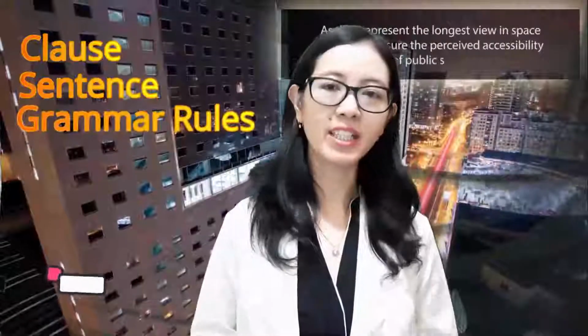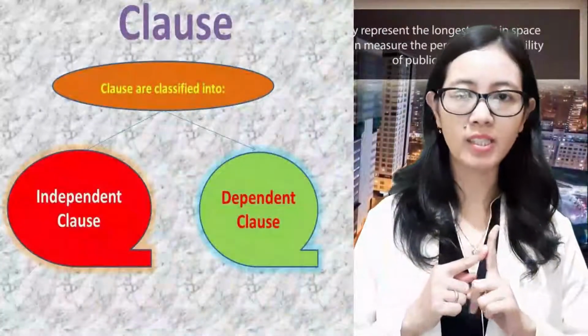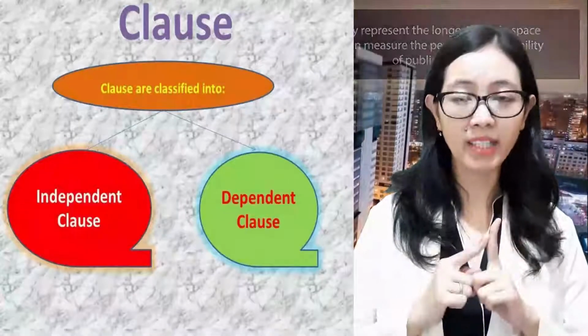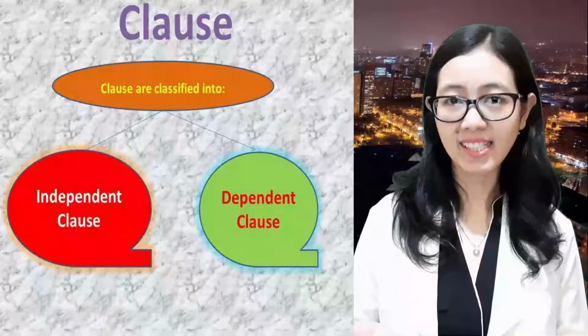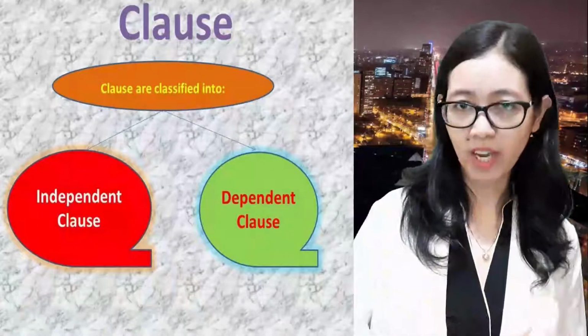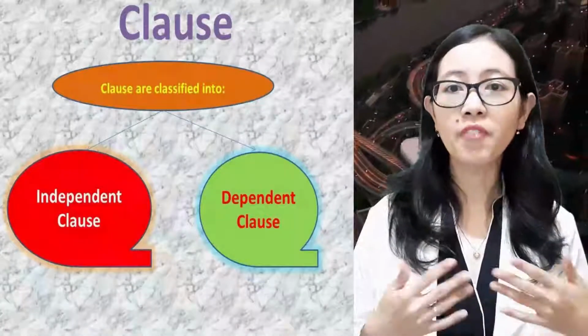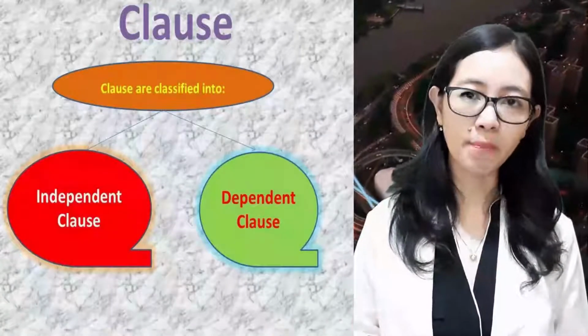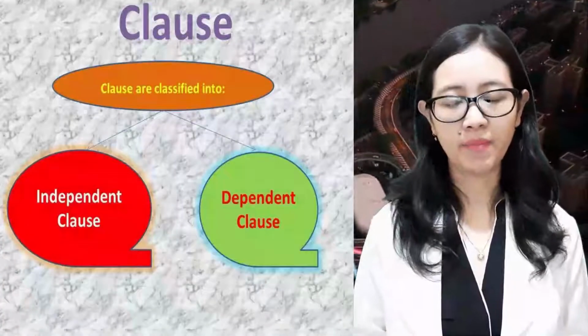Clause can be divided into two: independent clause and dependent clause. Independent clause, or we can say sentence, is a clause that can stand alone. It has a subject and verb, and it conveys a message. For example, we are shopping.